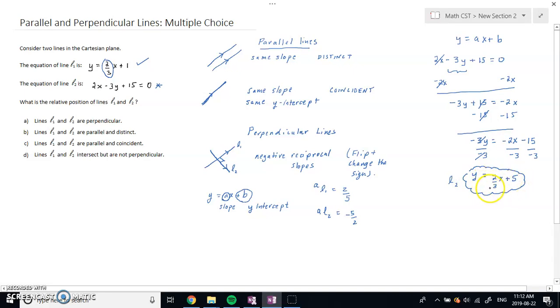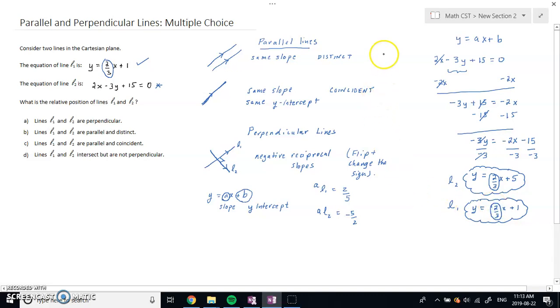Well, let's go back and have a look at our original equation that we're comparing it to, line 1. I'll write it right here. y equals 2/3 x plus 1. What do we notice about these two? What we notice about these two equations is that they both have identical slopes.